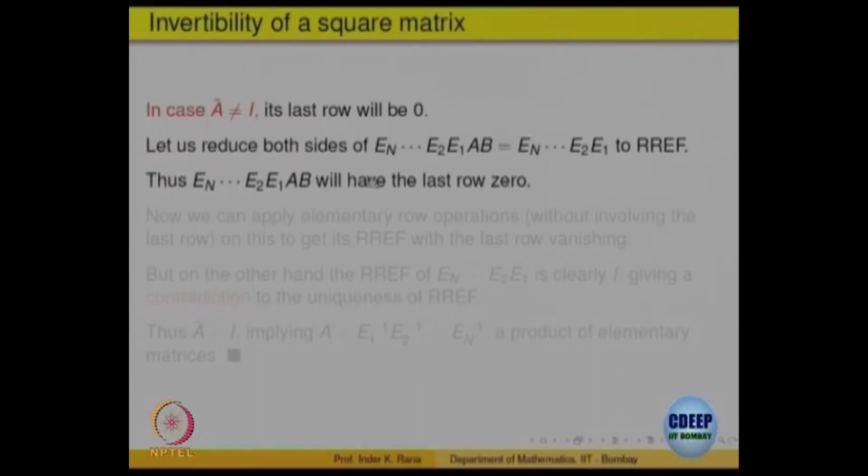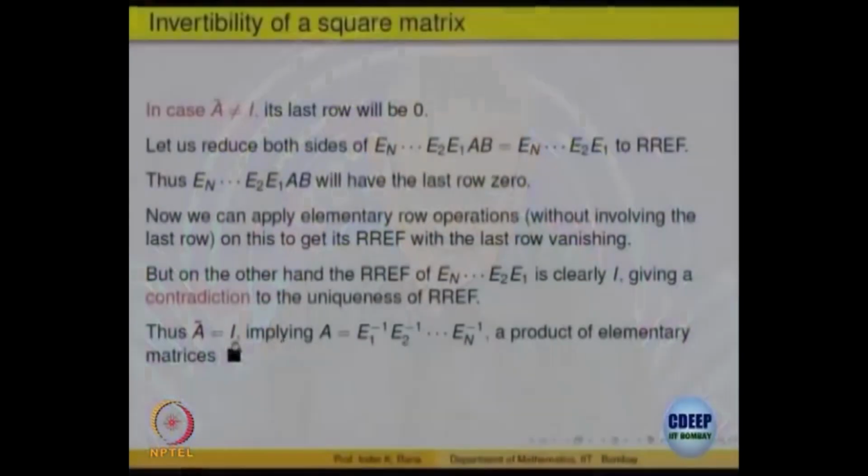On the left hand side, the bottom row is 0. So you get a contradiction. That means this cannot happen. The reduced row echelon form of A cannot be not equal to identity. So that means it is equal to the identity matrix.